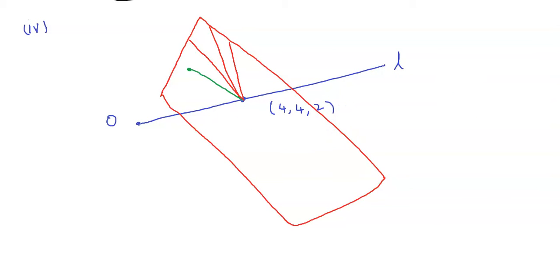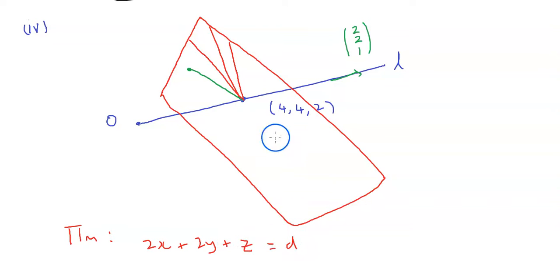So this plane, which we can call pi m, contains all of the possible points along one of the variable lines M. And we know that L had the direction vector 4, 4, 2 or 2, 2, 1, it doesn't matter. And so we know that the equation of pi m is going to be 2x plus 2y plus z is equal to d. And we also know that the point 4, 4, 2 is on the plane, so that gives us that d is equal to 2 times 4 plus 2 times 4 plus 2, which would be 18.